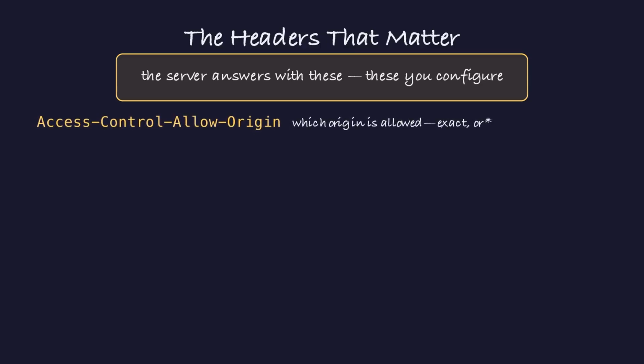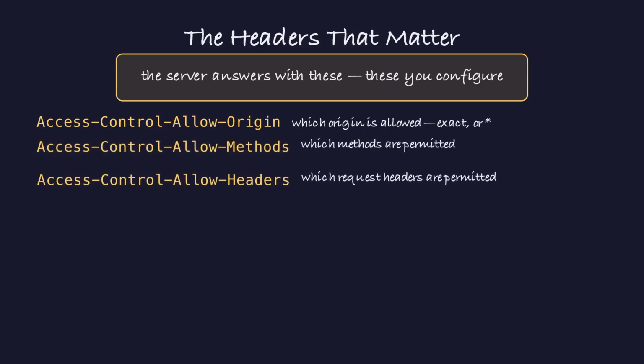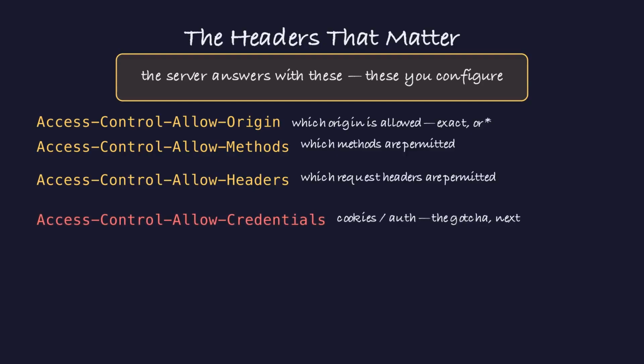Access-Control-Allow-Origin, which origin is allowed, either one specific origin or star for any origin. It has to match the requesting origin exactly. Access-Control-Allow-Methods, which HTTP methods are permitted, and Access-Control-Allow-Headers, which request headers are permitted. Both of those only matter on a preflight response. Access-Control-Allow-Credentials, whether the request may carry cookies or auth credentials. This one has a critical gotcha, and it is next.